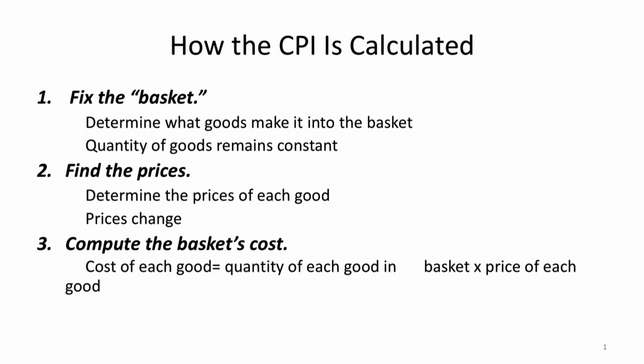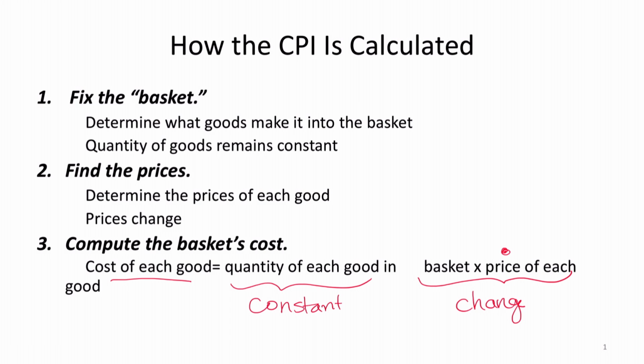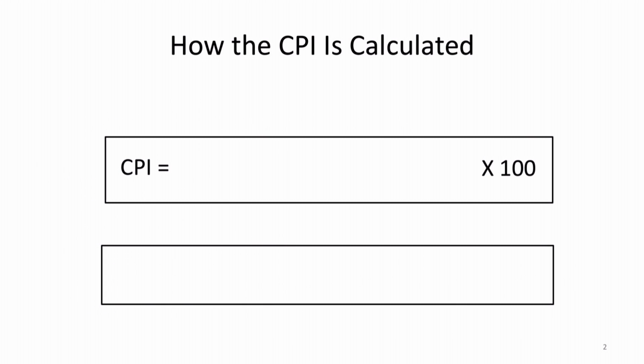Third, we want to compute the cost of the basket. The cost of each good is going to be the quantity of each good that's in the basket multiplied by the price of each good. Remember that the quantity is going to stay constant, whereas the price is going to change each year. So therefore, since the quantity stays constant but the price changes, that means that the cost is going to change year over year. So once we have the basket's cost and we add up the cost of each good that's in the basket, we can then calculate the CPI.